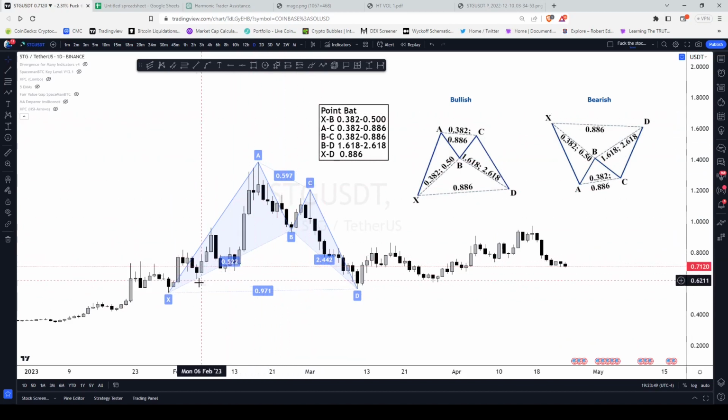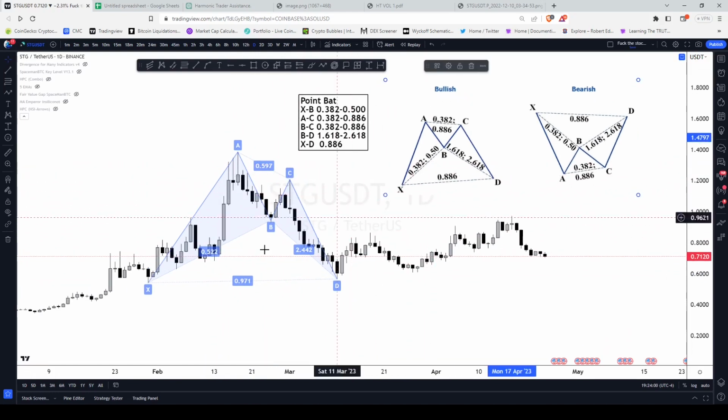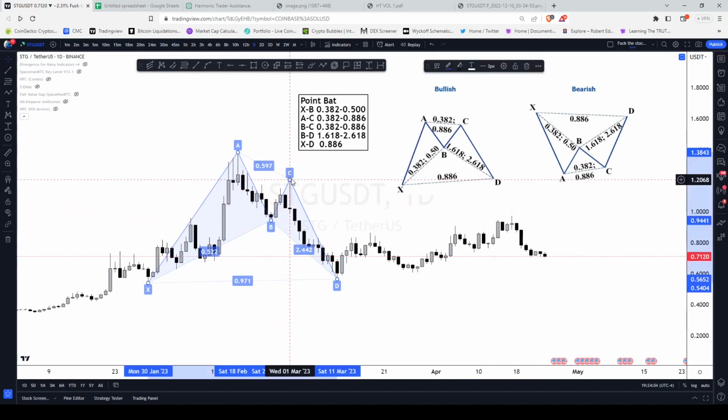Once you have your XAB leg identified and you have a 0.5, you know the rest of your ratios. You know what you're looking for after that. Once you have that XAB, then you look for your C leg. This is going to be your next one, and this one has a larger variance.